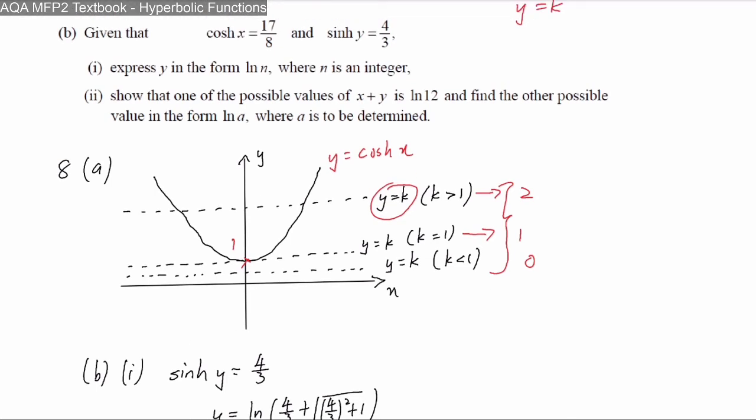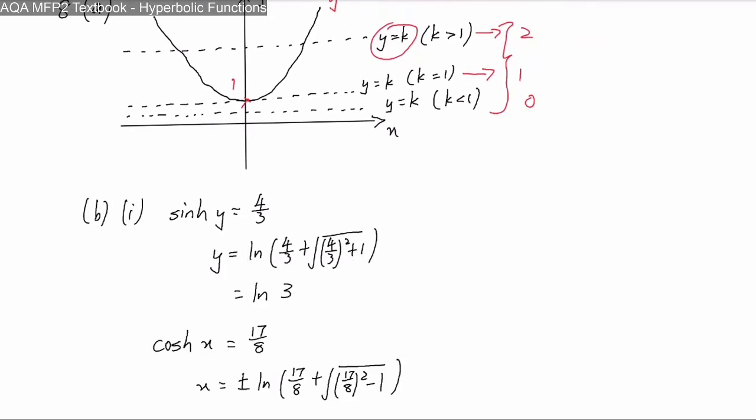So for the second part, part B. Given that cos x is equal to 1708 and sin y is equal to 4/3. First is to express y in the form of a ln n, where n is an integer. Because the y comes from the sin y, what we need to do is y is just the arcsine of 4/3. So this one is not difficult to do. We just have to use the ln form of the arcsine, and we are actually able to get this value nicely. So that's for our y.